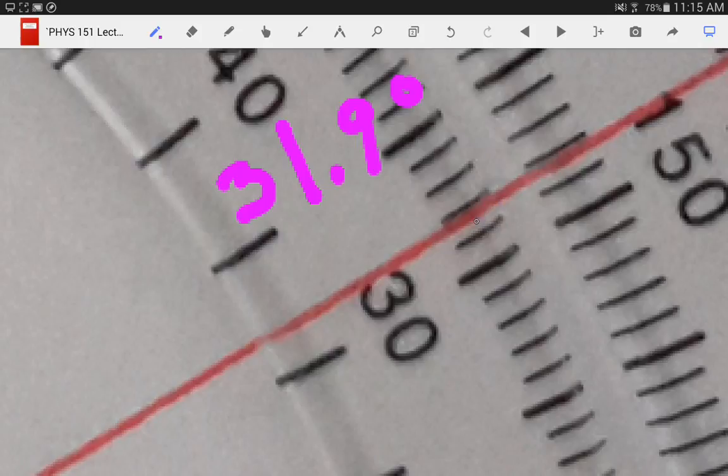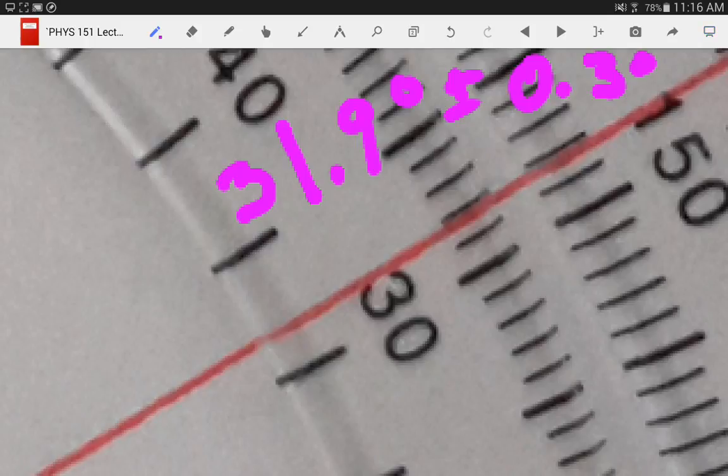Well, if you look at the width of that line, this side here is probably halfway between the marks. And so, my 0.9 I'm sure is too big, honestly. Probably 31.8 would have been a better estimate. I would say my uncertainty is somewhere on the order of 0.3 degrees.